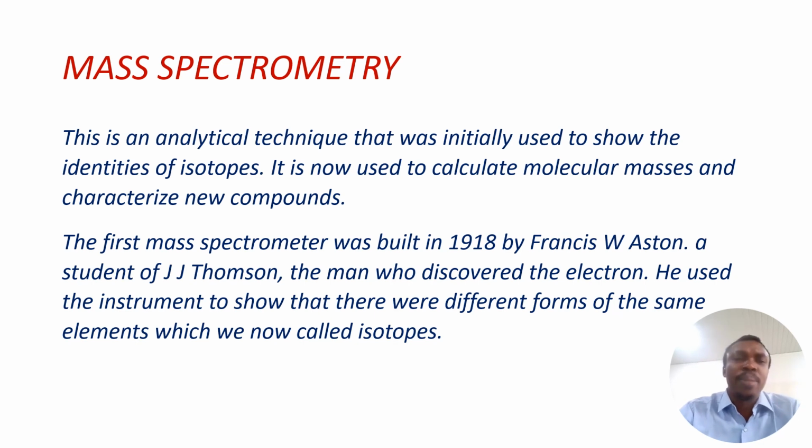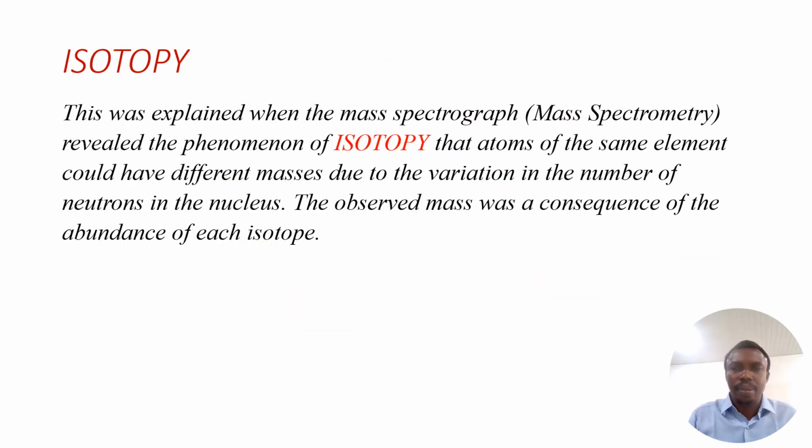So the first mass spectrometer was built in 1918 by Francis Aston, a student of J.J. Thomson, the man who discovered the electron. He used the instrument to show that there were different forms of the same elements, which we now call isotopes, which are atoms of an element with the same atomic number but different mass number. So we discovered isotopes through mass spectrometry as an analytical technique. So isotopy is a product of mass spectrometry.